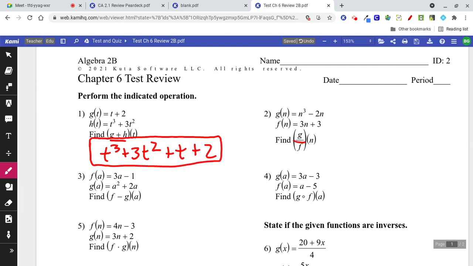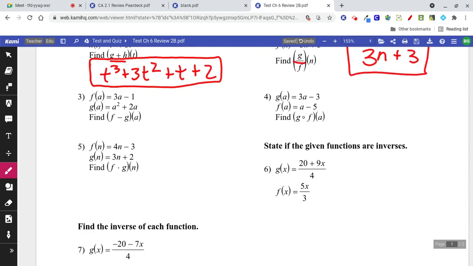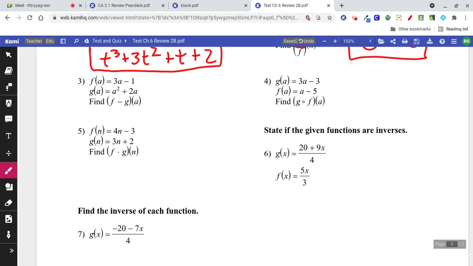Next problem, you see division. So you take the g function divided by the f function. Next problem is a little bit more interesting. You're going to subtract, but I notice that there are some like terms this time. Those a terms are going to need to get combined.